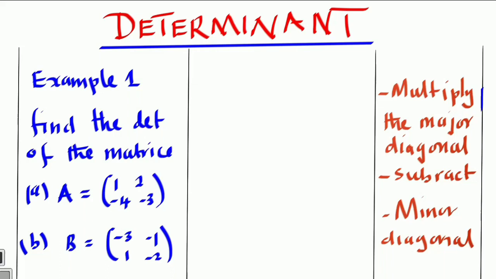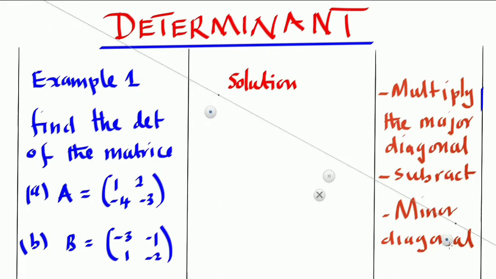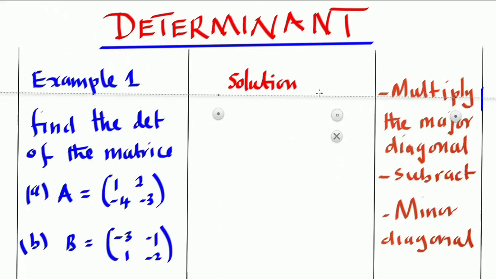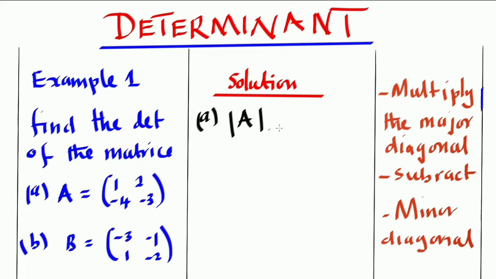Now we shall say solution, so that we see what you're supposed to do right here. For question A, you can denote it using A in between the bars, remember, and this means the determinant of matrix A.